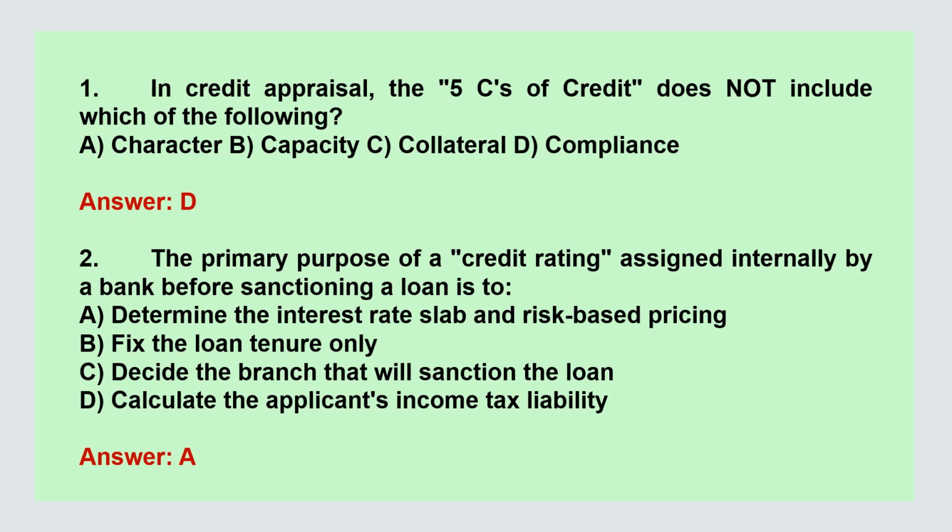In credit appraisal, the five C's of credit does not include which of the following? Answer D. Compliance. Question. The primary purpose of a credit rating assigned internally by a bank before sanctioning a loan is to. Answer A. Determine the interest rate slab and risk-based pricing.